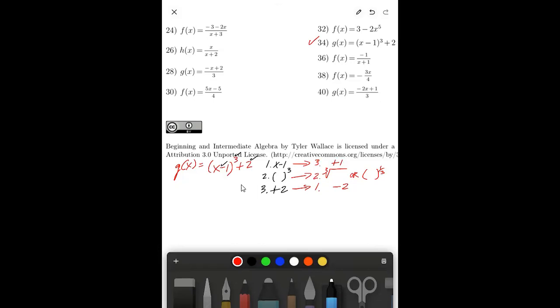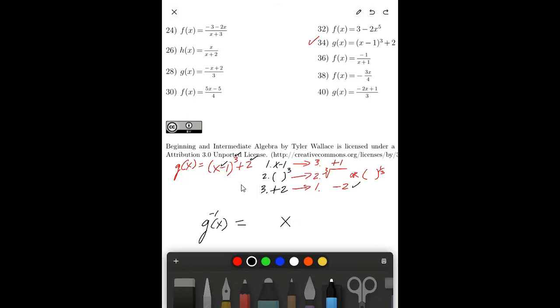Now I know I'm going to write this g of negative 1 of x. This is the inverse. I know I'm going to have x on this side. So now all I'm going to do is do all 3 of these steps, and that's going to be my inverse. So the very first thing I'm going to do is subtract 2.